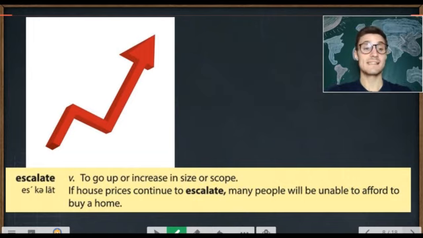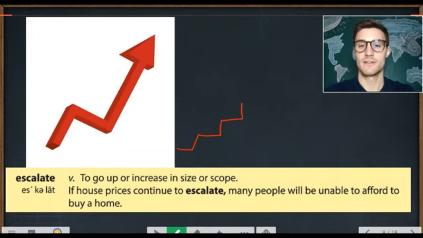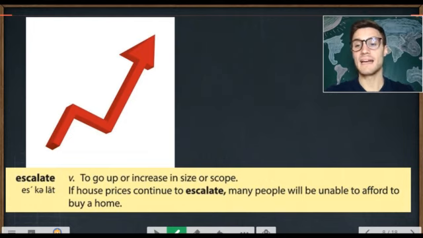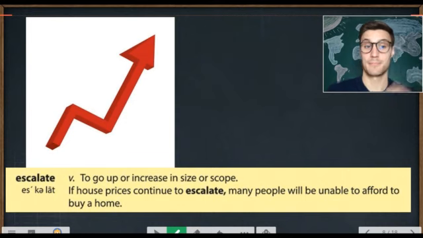The next word is escalate. Think of an escalator. Escalator is moving steps. So escalate means to go up, right? It's a verb that means to go up or increase in size or scope. If house prices continue to escalate, many people will be unable to afford to buy a home. So if house prices escalate, if they go up, escalate.